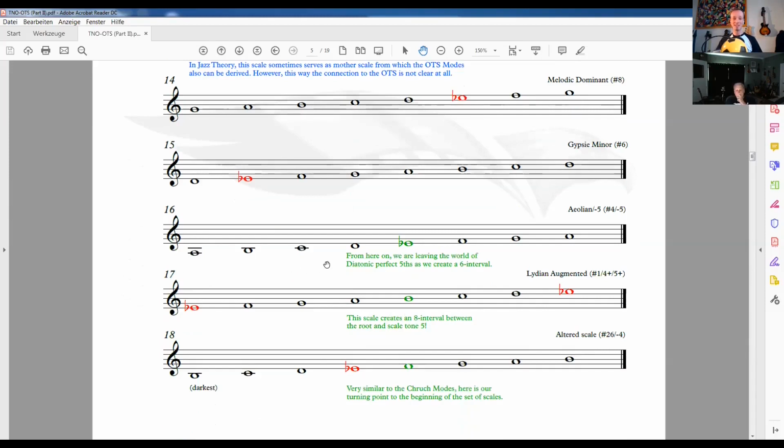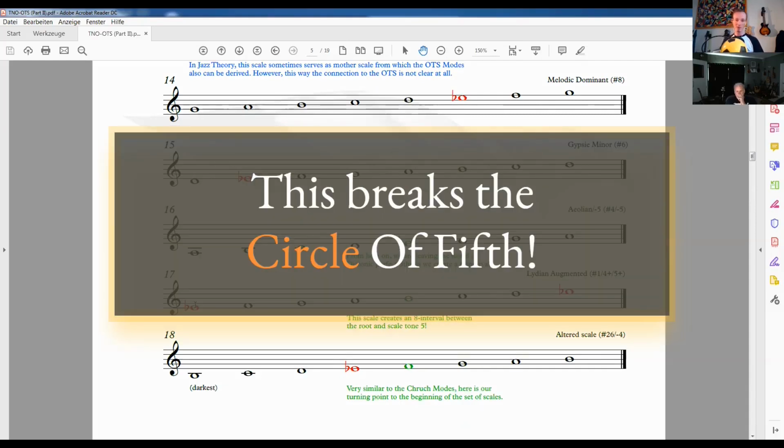interesting happens in here because now we alter scale step 5. So we already create a 6 interval. This 6 interval originally appeared at the end of the church modes on the Locrian scale. Now it appears in between the end and start point here. And that makes it a bit difficult because we know that scale step number 5 is going to be our new root tone. So now this happens to be our new root tone, and this breaks the circle of fifths.